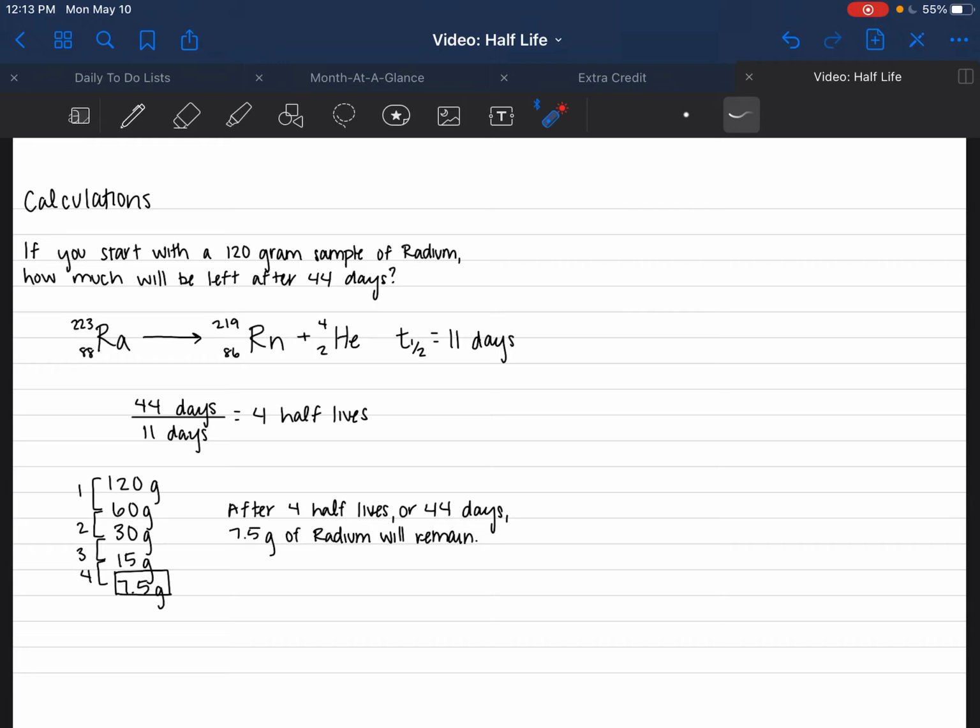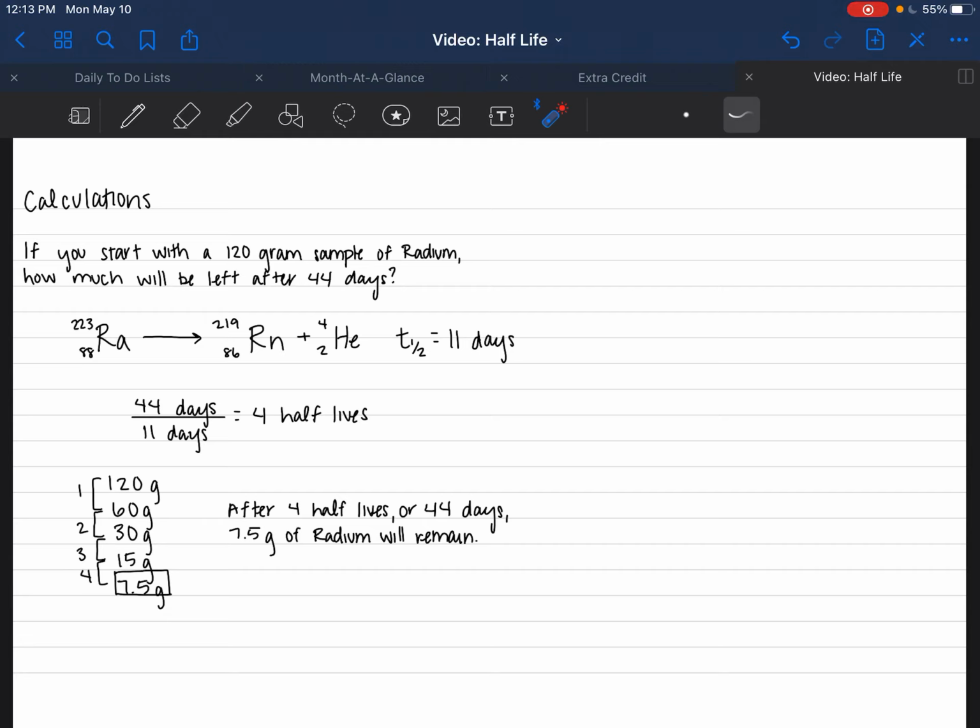So the first thing we need to do is figure out how many half-lives we are going through. So we know it's going to take 44 days. A half-life is 11 days, so we can just set up that division. And we notice that we are going through 4 half-lives.